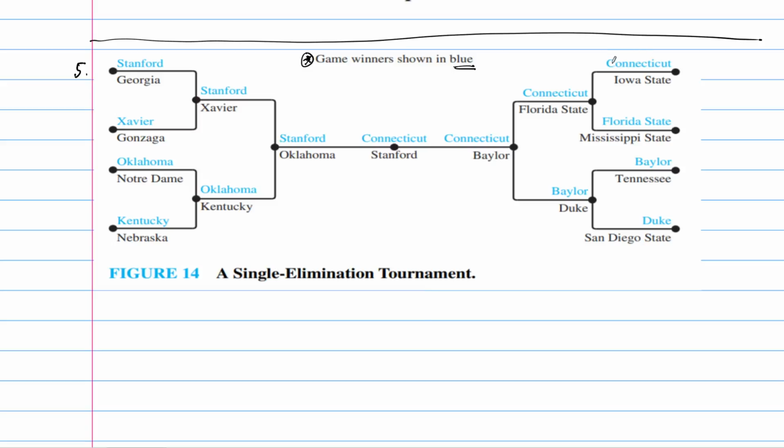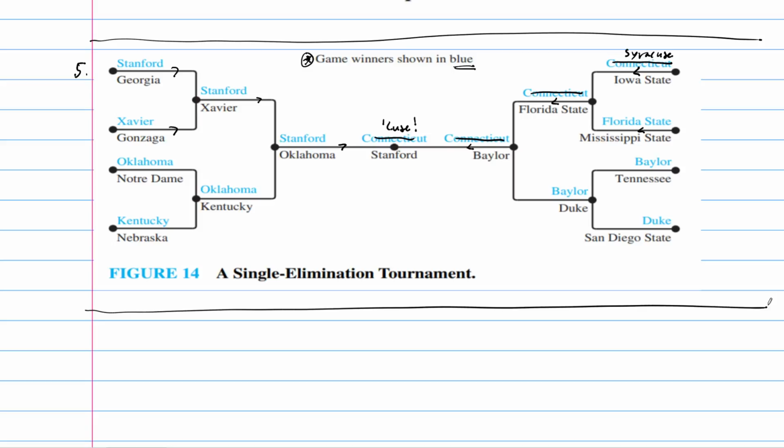But still, what I'm going to do is change this out. There we go. Swap out Connecticut for Syracuse. And now this is a wonderful example of a single elimination tournament. Again, if you want, you can make this a digraph and show that the directions of all these edges are flowing toward this championship game, right? So these are just a few examples, four examples from the book.